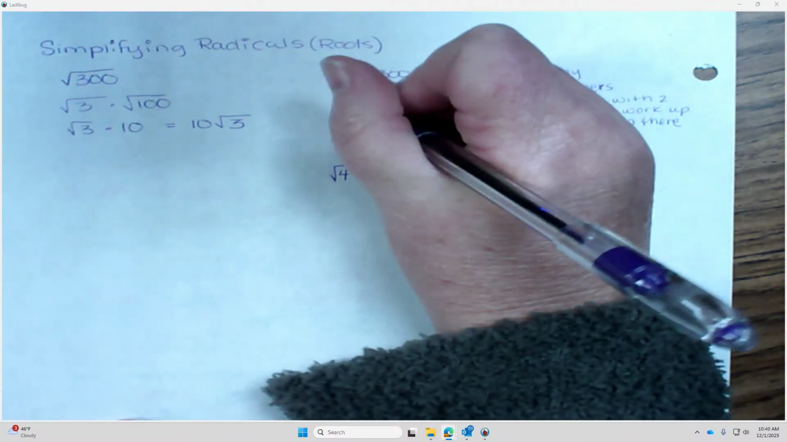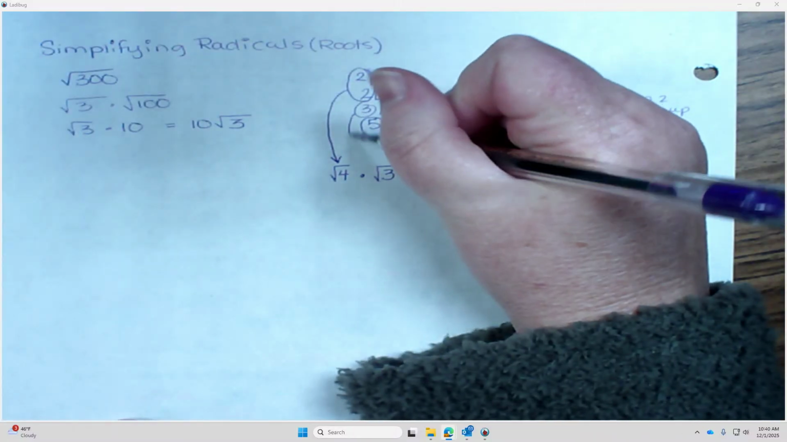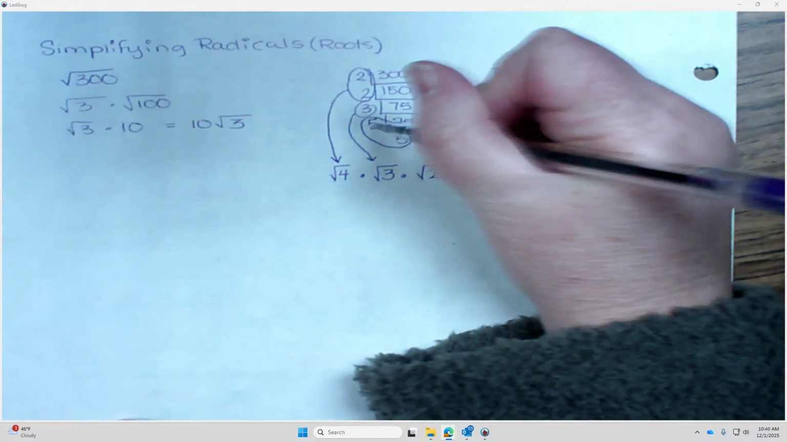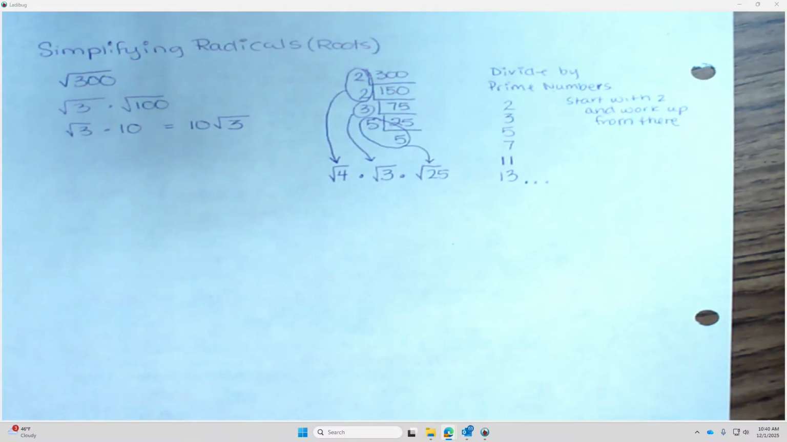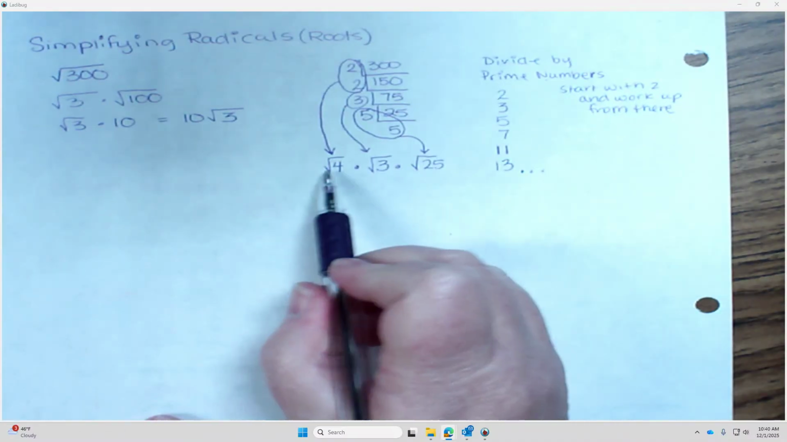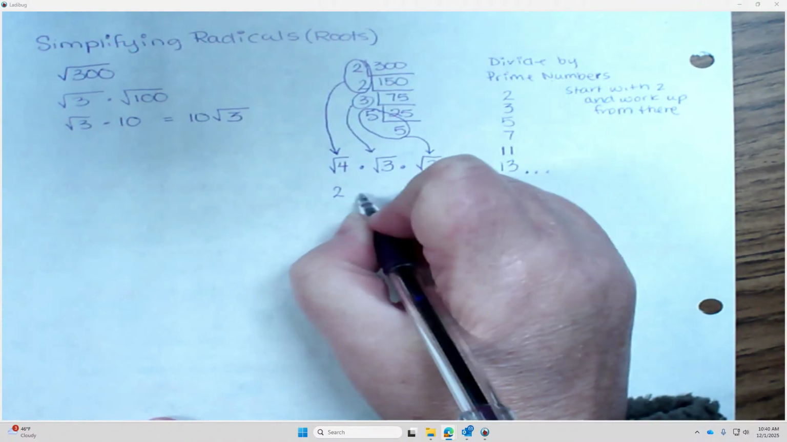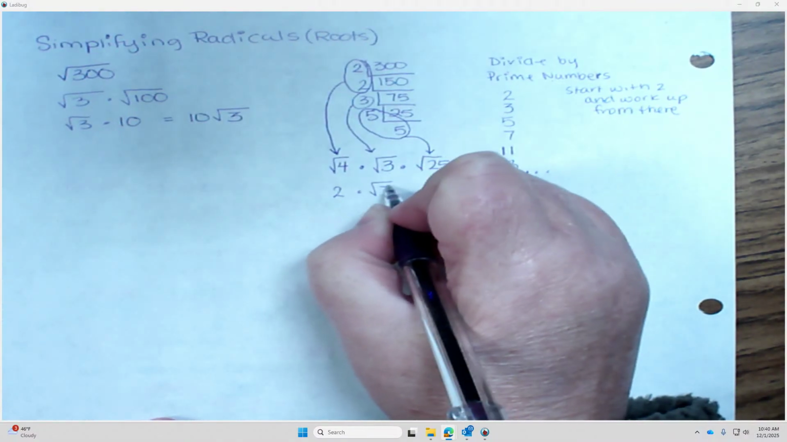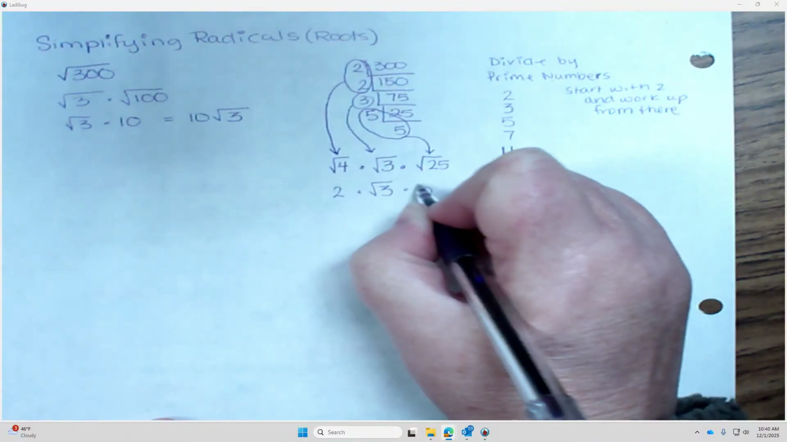So we took the 2's, multiplied them back together and got 4. The 3 is all by itself, so it stayed 3. And 5 times 5 is 25, so it's right there. Okay? Now we can simplify the radical. We can say square root of 4 is 2. Square root of 3, I cannot simplify. Square root of 25 is 5.